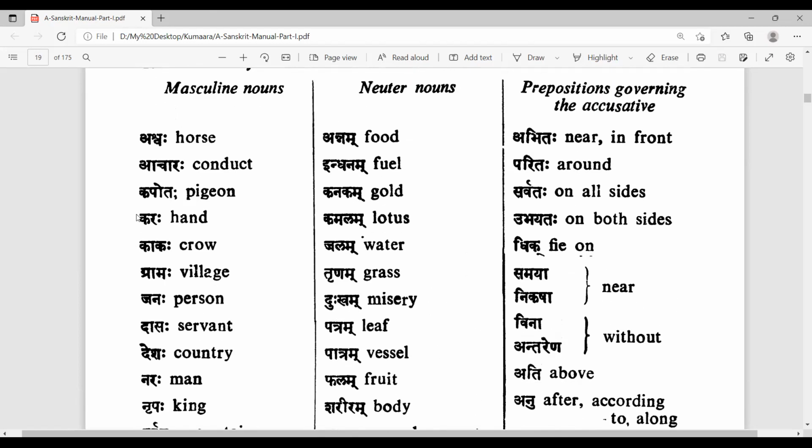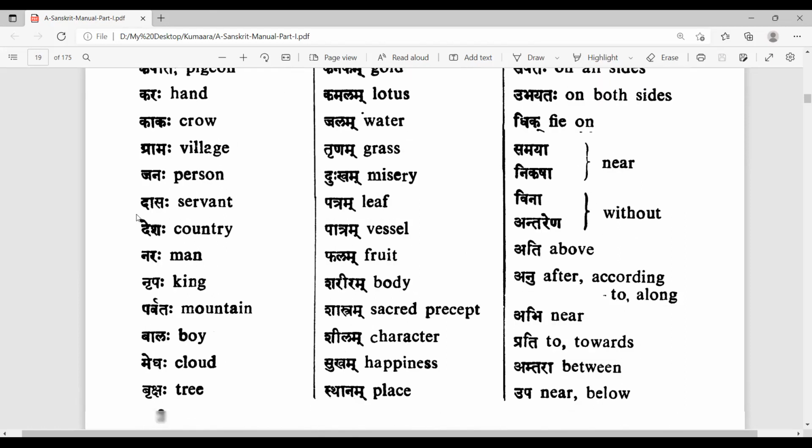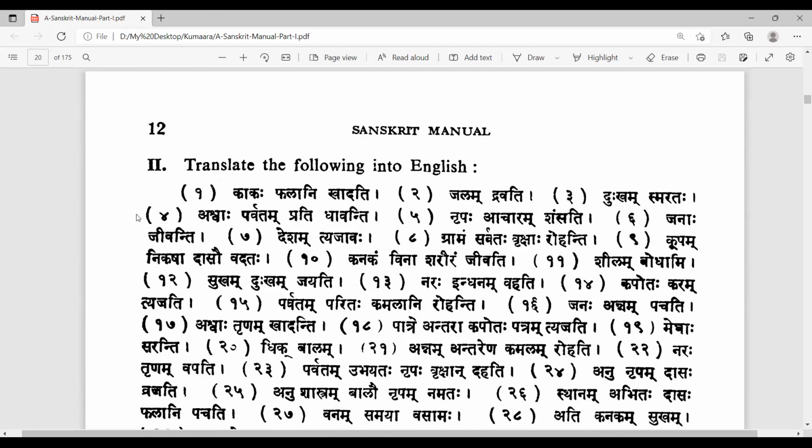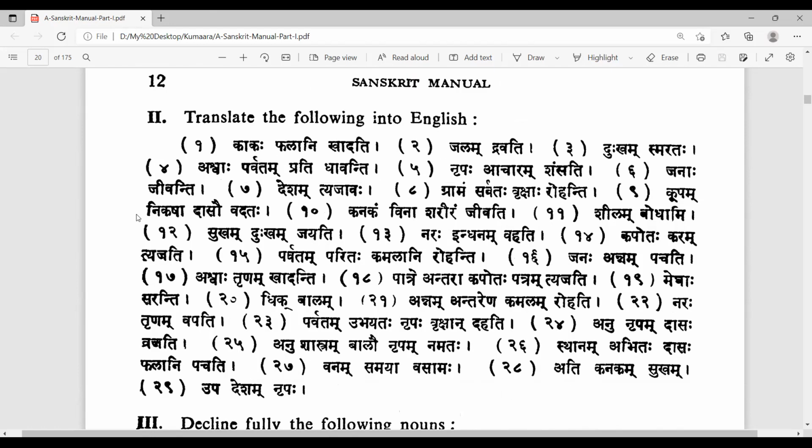Please remember these prepositions also, because they will govern the vibhakti. You have to know the meaning. When we do translation, it will be easy. Now, from here only, the book really starts for us. So, one by one, we can do it, starting from Kameshwari.